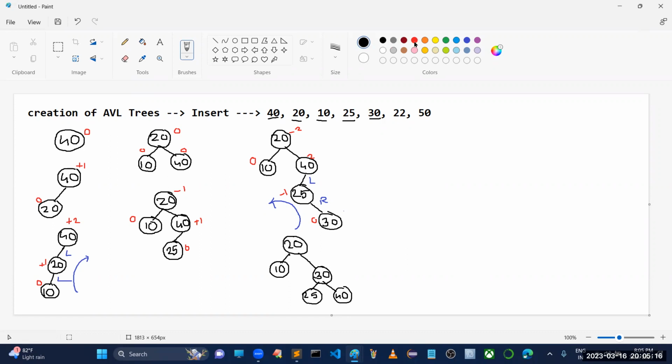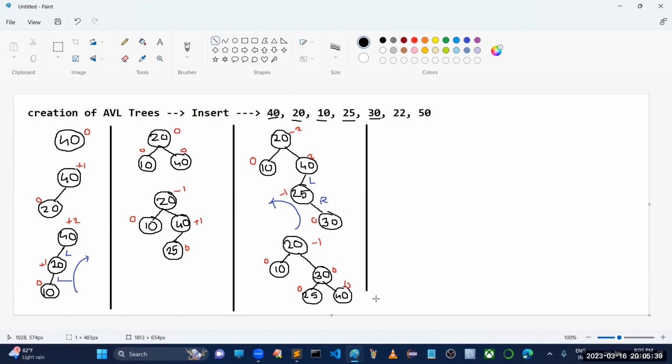So now try to calculate balance factor. 0, 0, 0, 0, 1 minus 2. What about the result? -1. Sir, it is balanced, right? Yes, up to this there is no problem, everything is balanced. Can you please confirm up to this stage, is it clear for you people?